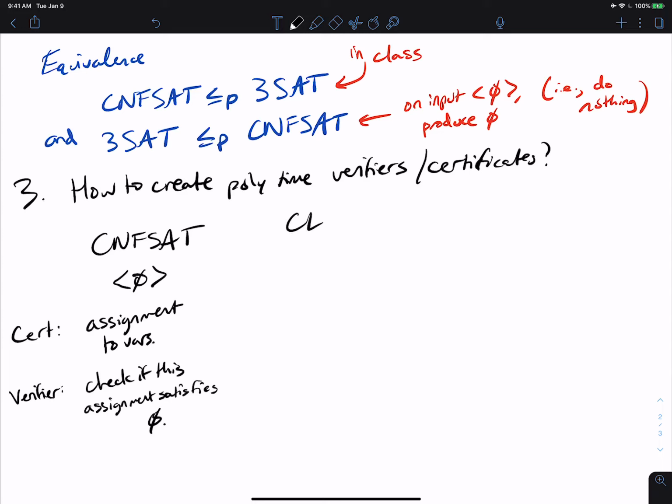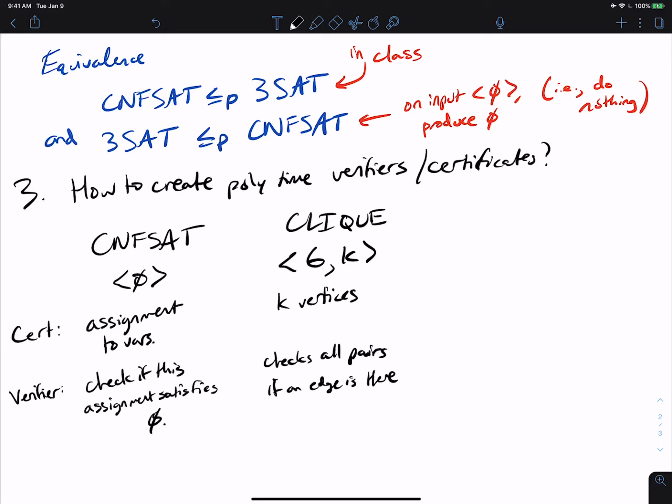So what are the other ones we did? We did clique before, and we had the graph G and an integer K, and we wanted to figure out if there is a set of K vertices with an edge between every pair of vertices within those K. Well, then the certificate here is just the K vertices. And the verifier just checks all pairs to see if an edge is there.